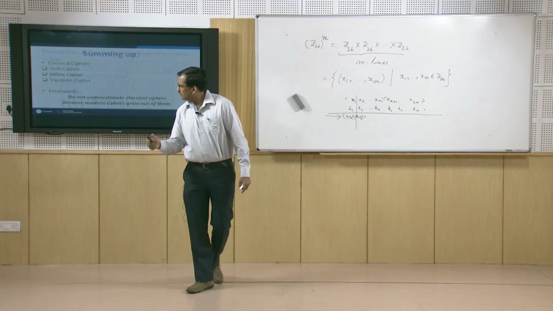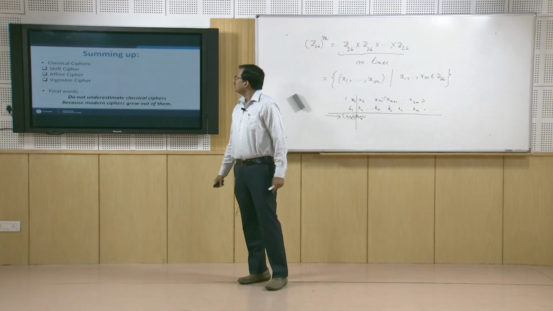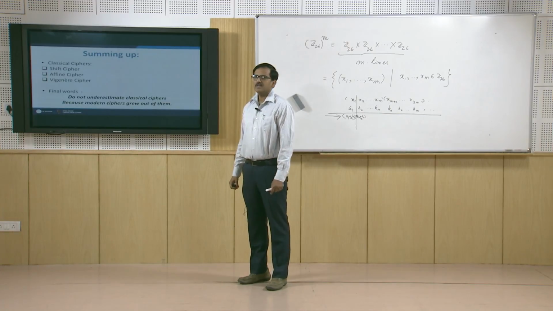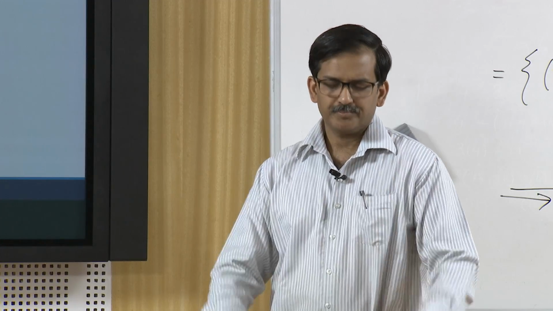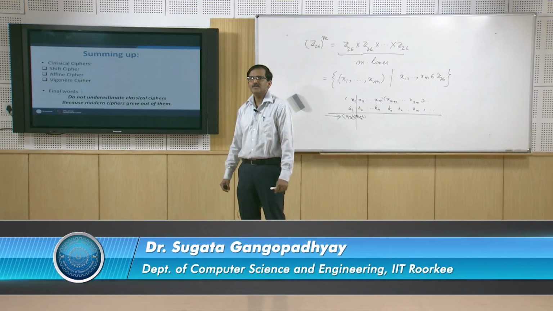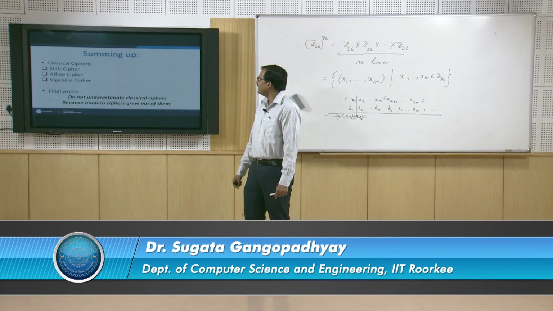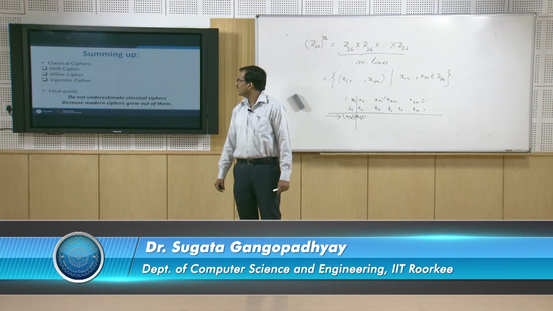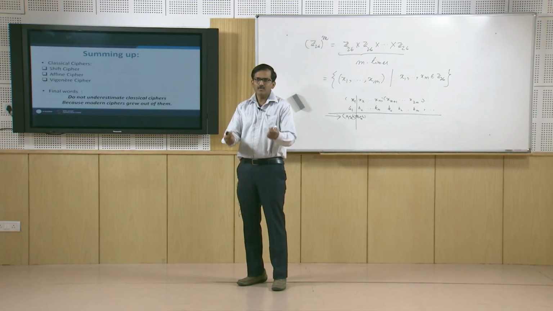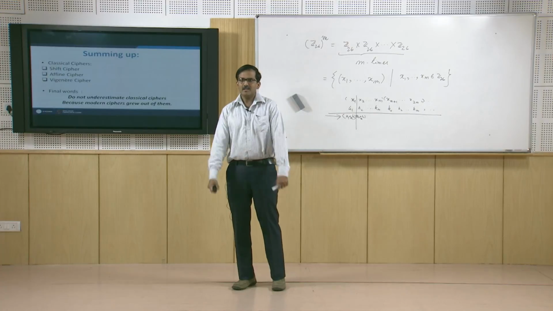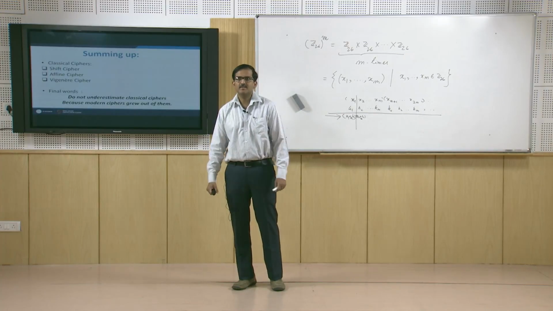In today's lecture we have covered ciphers which are technically called classical ciphers. We have seen shift ciphers, affine ciphers and Vigenere ciphers. We will move on to more modern ciphers soon, but my final words here: do not underestimate classical ciphers, because modern ciphers grew out of them. We will move on to modern ciphers within a very few lectures.